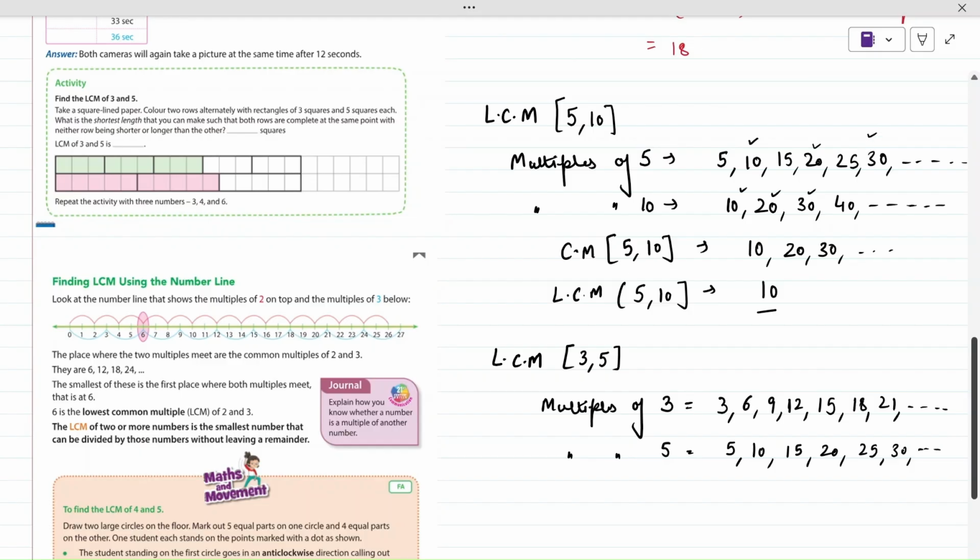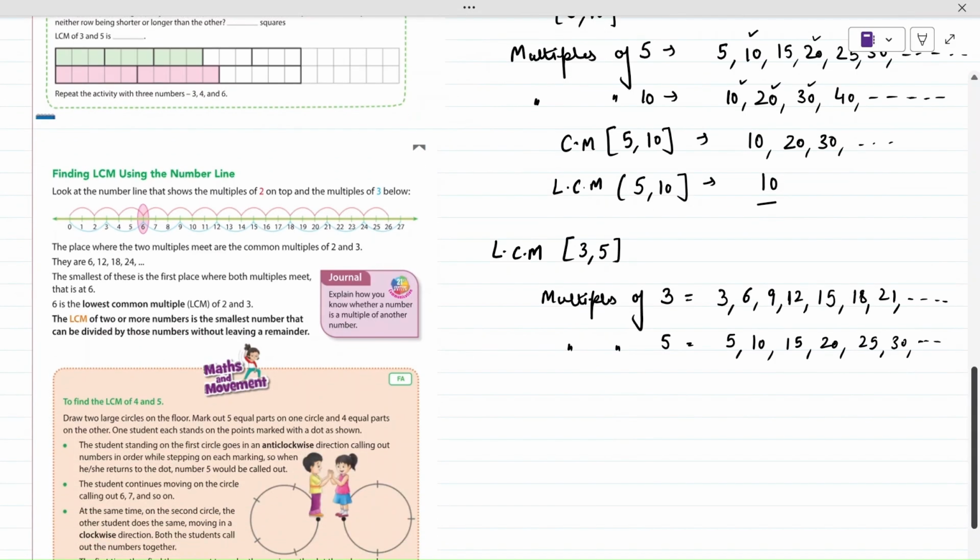Now, next we have to find the common multiples. The common multiples, if we see here, start with 15. 15 is the first common multiple here. And if I just extend it, the next common multiple is 30.